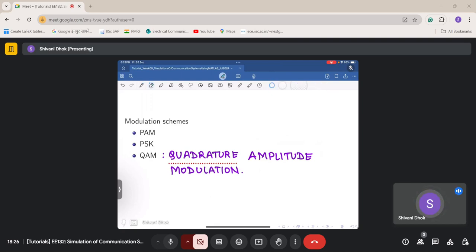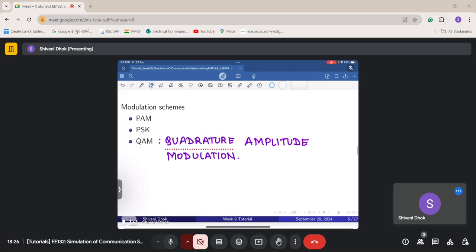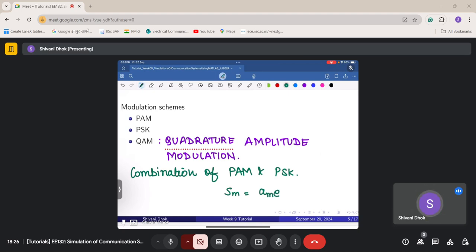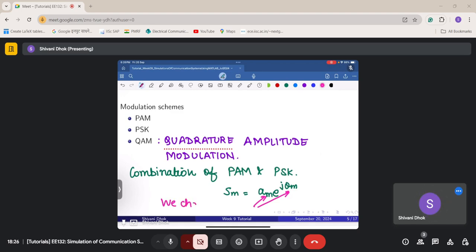Okay, and this quadrature amplitude modulation, we can visualize it as a combination of pulse amplitude modulation and PSK. So its mth symbol can be looked at as Am times e to the power j theta m, and we have control over both of these things. So we change both Am and theta m.